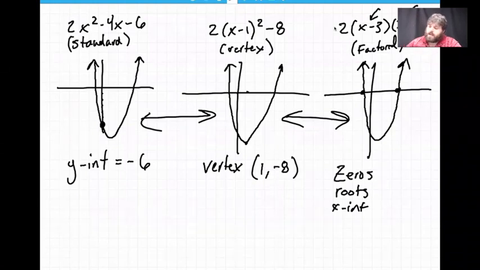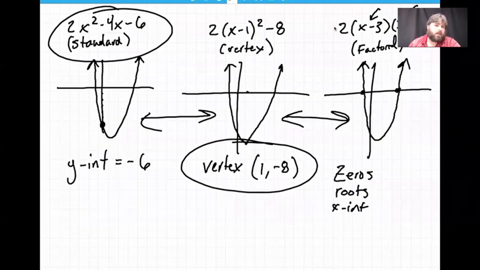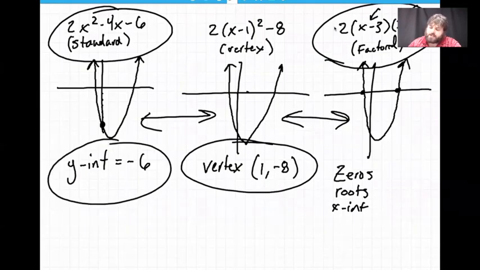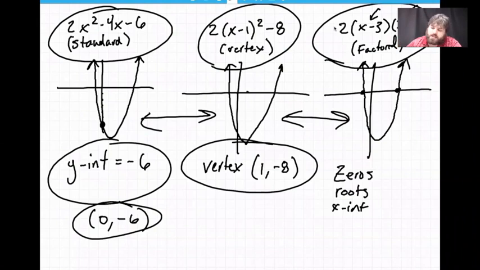But notice the vertex: 1, -8. If I plug 1 into standard form, I'm going to get -8. If I plug 1 into factored form, I'm going to get -8. It's just easiest to plug it into vertex form. When x is 0, the y-intercept is -6. I could get that from plugging it into any of these three forms. It's just easiest to plug into standard form.